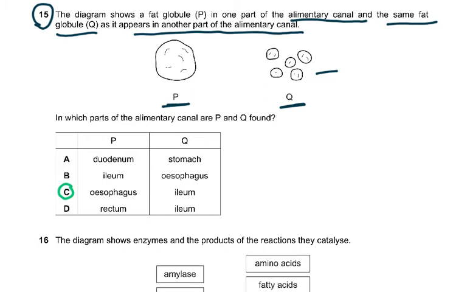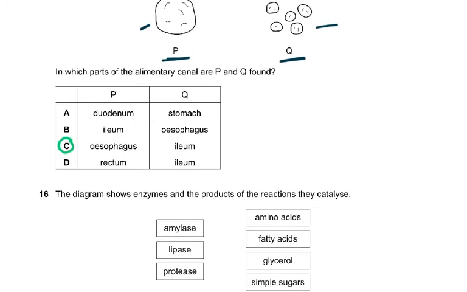So this would be in the esophagus. We could have also had this in the stomach. And ileum would be, of course, the part where it would be absorbed and these smaller globules would be digested by the enzyme lipase and converted to fatty acids and glycerol and then enter the lacteals.